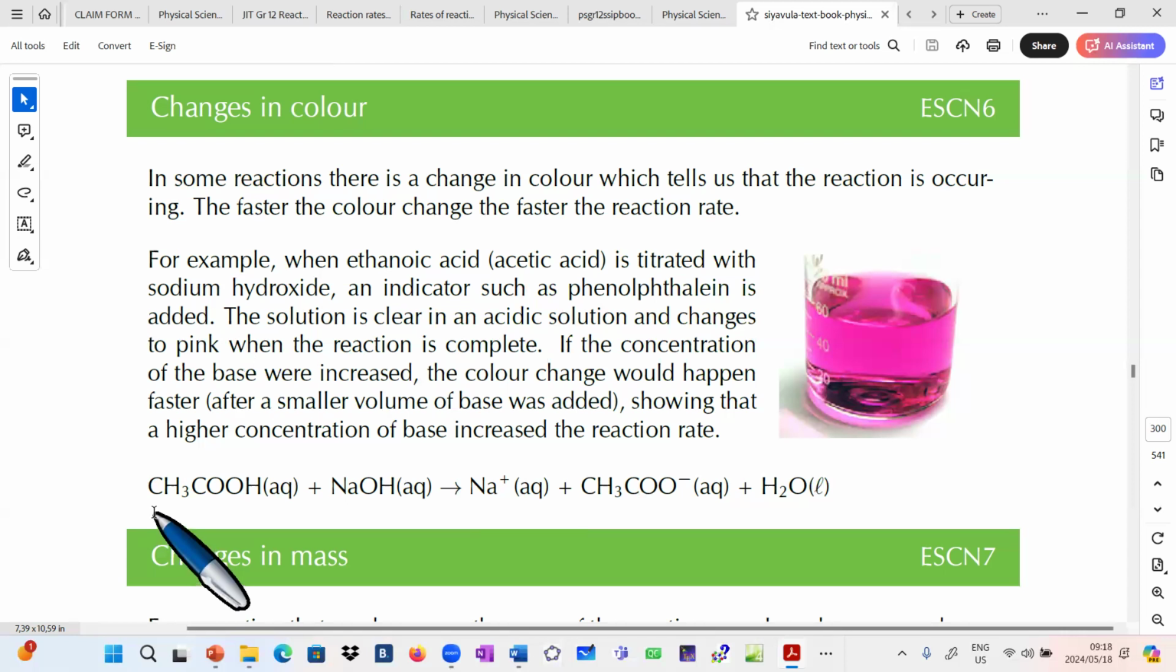So now, if you have here the following, you have ethanoic acid, which is in an aqueous state.